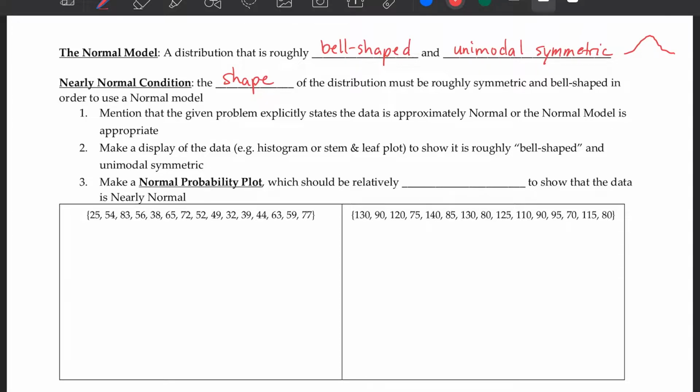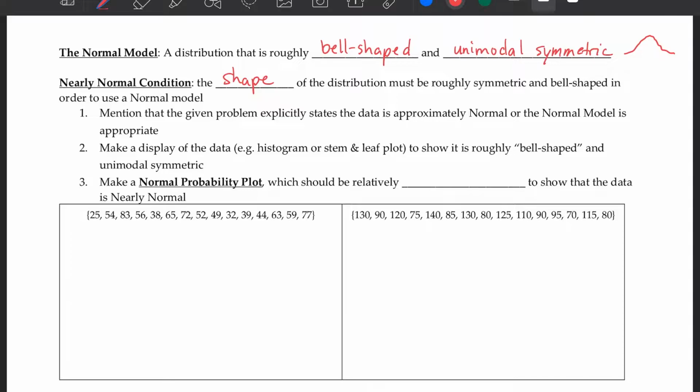But for now, we're going to figure out how you check if something's normal. There are 3 ways to do that. The first one is the easiest and pretty common, which is they'll just tell you flat out in the problem that it is normal or approximately normal, or that you can use the normal model. As soon as they say that, check, move on. But there are other ways. If they just give you some data and you think you want to use the normal model, don't just jump in and assume you can. There are 2 ways to check.